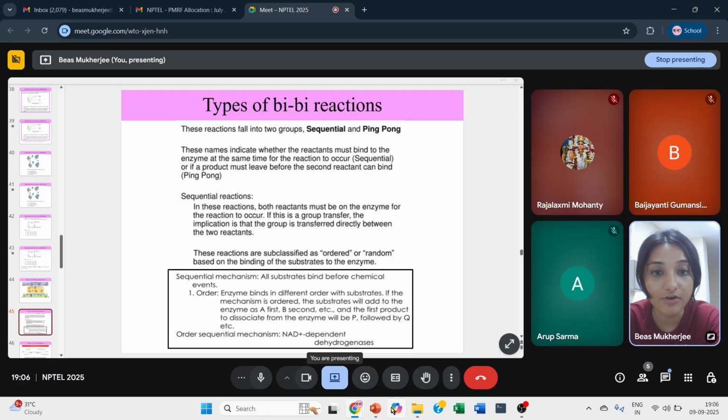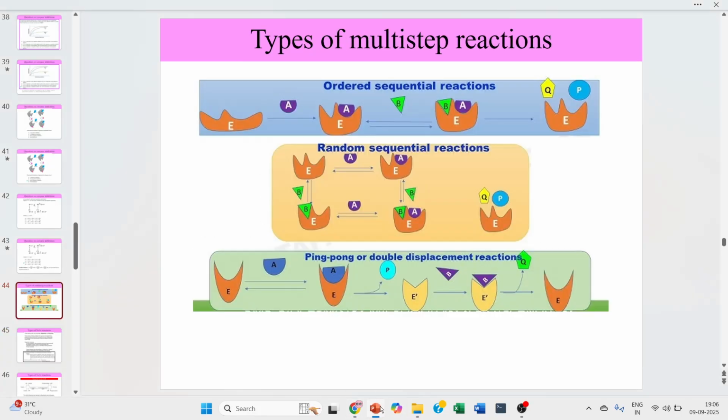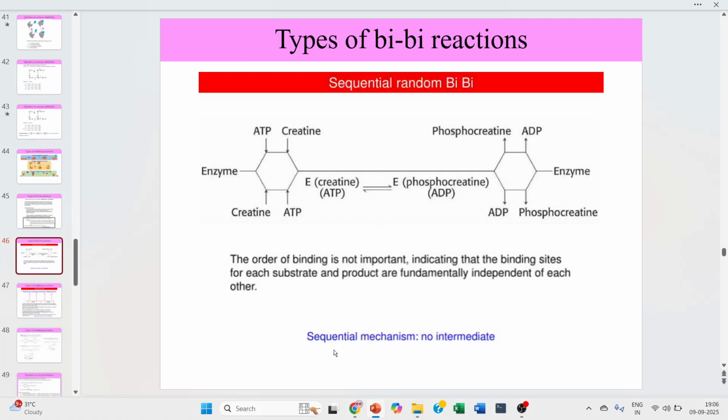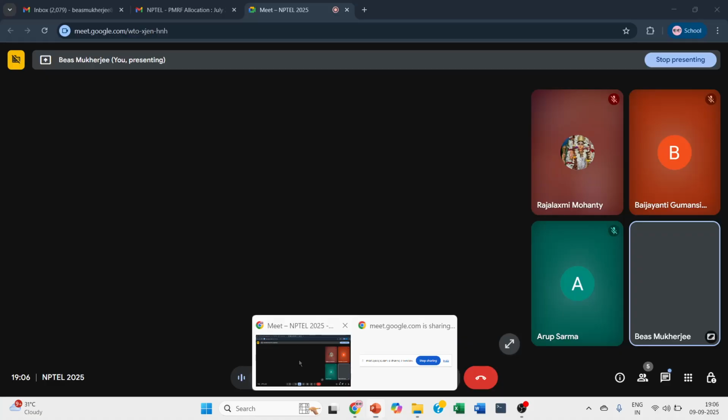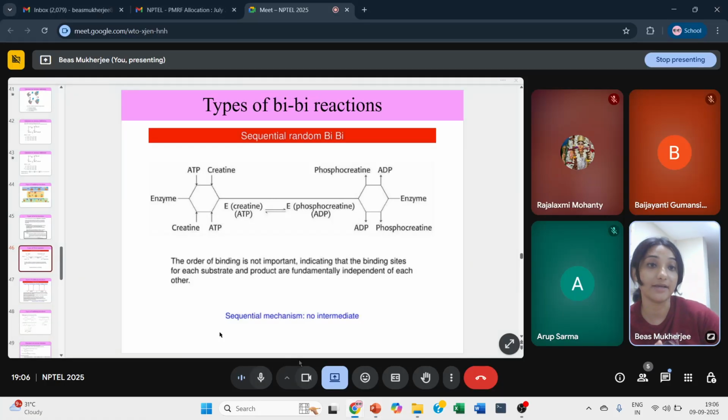Okay. Now if we go to the next one. So this is the one for ordered sequential reactions. Everything is highly ordered, right? Next one is sequential random bi-bi. What is happening? See, the order of binding is not important, right? Indicating that the binding sites for each substrate and product are fundamentally independent of each other. That is why it can be random. That is why randomness is allowed over here. Right, so sequential mechanism, no intermediate is formed.